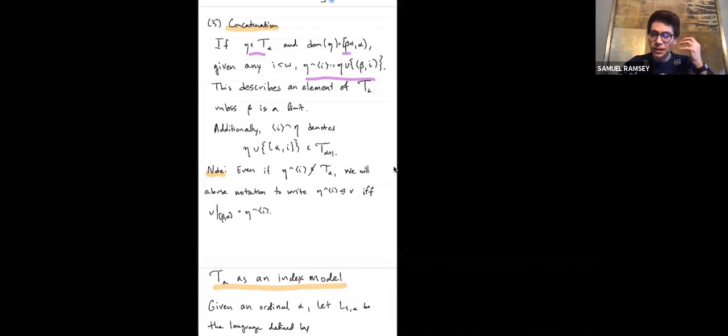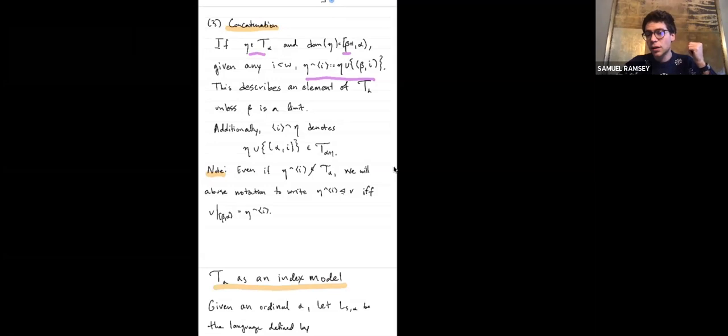Now, you might notice that this could create problems, because one of the conditions of being in the tree was that the initial segment begins at a non-limit. Of course, beta plus 1 is a non-limit, but beta itself could be a limit. It could be like omega plus 1 here. So if I'm in that situation, then eta concatenated with I will not describe an element of my tree, because the starting point of the initial segment will not be a non-limit.